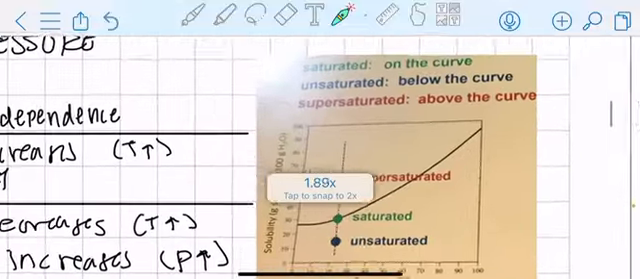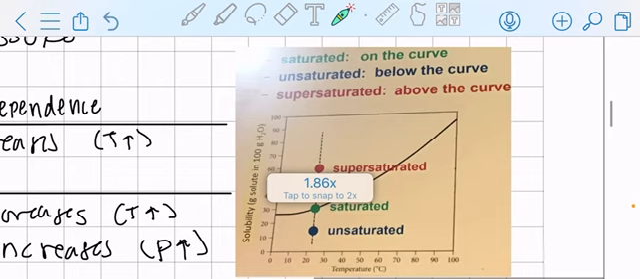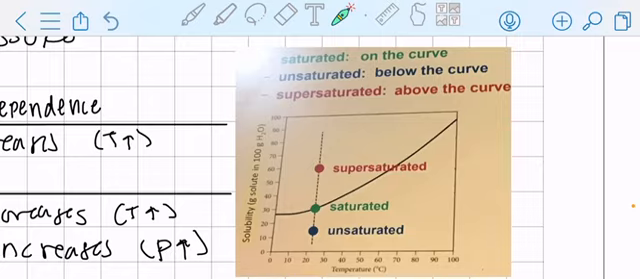Here we can also see what saturated, unsaturated, and supersaturated look like on a curve. Saturated matches the solubility exactly. Supersaturated is above the curve, and unsaturated is below the curve.